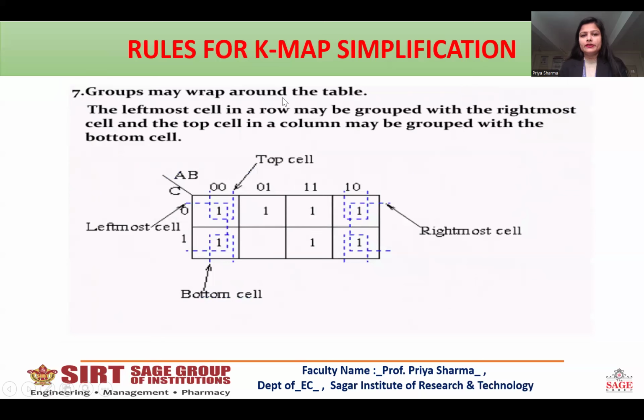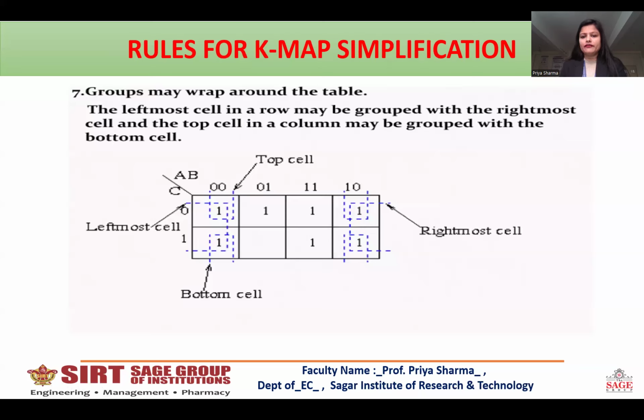Next, groups may wrap around the table. That is also known as map rolling. Coming to all the corners of the ones, if we roll the map horizontally and vertically, we can make a quad of all the 4 ones. So this, and this can form a quad. The leftmost cell in a row may be grouped with the rightmost cell, and the topmost cell in a column may be grouped with the bottom cell. So this is map rolling.